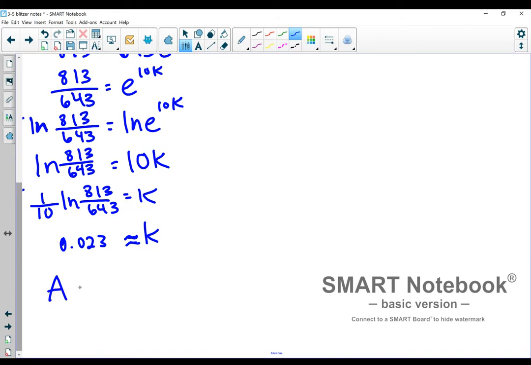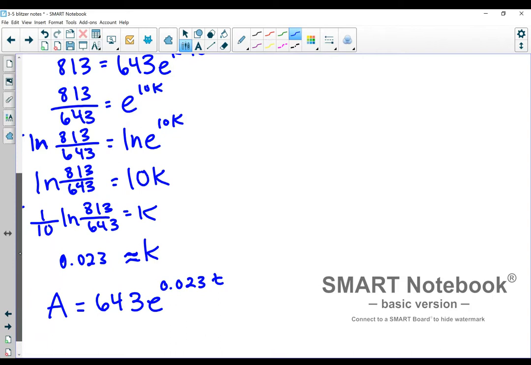So now I plug in numbers for A naught. So my initial amount was 643 million, and then e and my growth rate, 0.023 times t. So the idea now is I have a formula where if I plug in the number of years, I can get my current population out. So that's just like a y equals mx plus b, right? I know it looks like there's 3 variables, but e is not a variable. e is 2.718 being raised to a power. So now I have something that looks like a function.